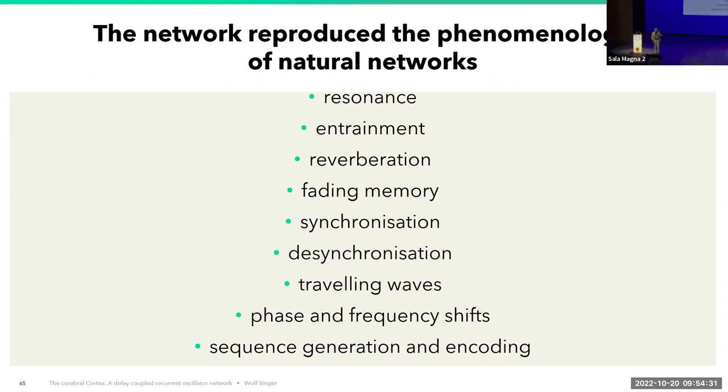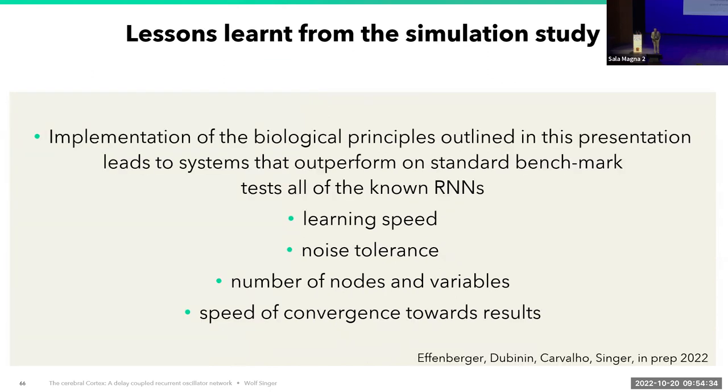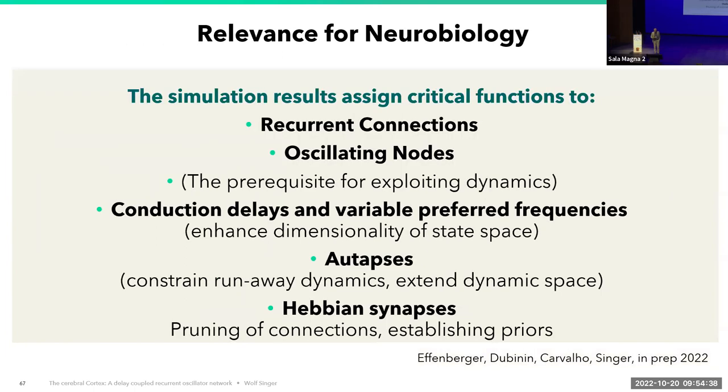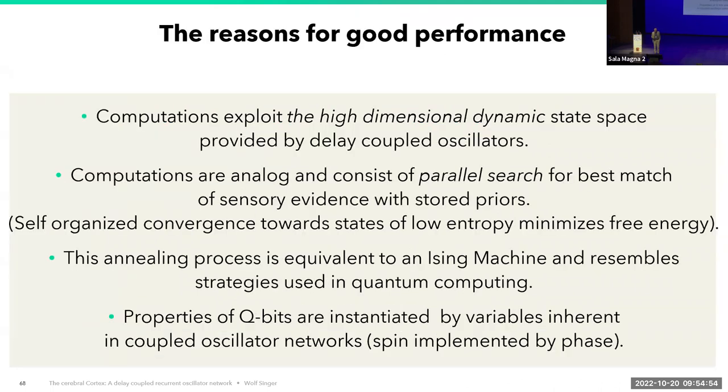So I skip this. I talked about learning speed, noise tolerance, and so forth. For neurobiology, it's important because it emphasizes the importance of recurrent connections, the emphasis is on oscillating nodes, the self connections, and the conduction delays, Hebbian synapses, of course.